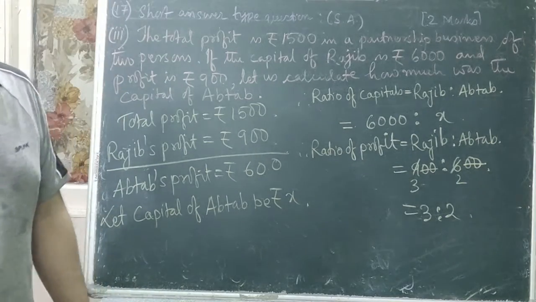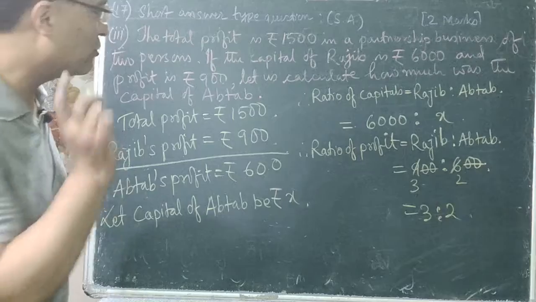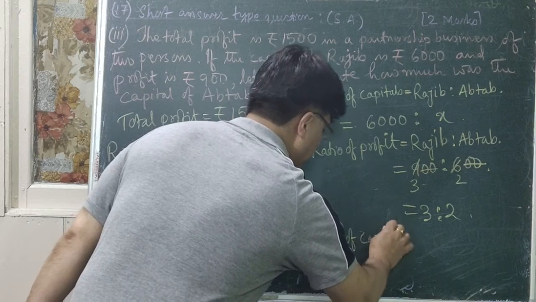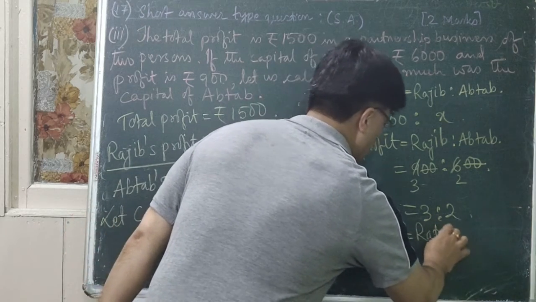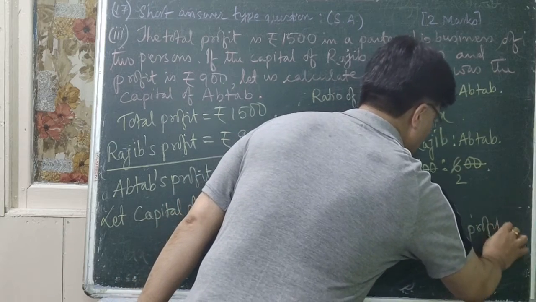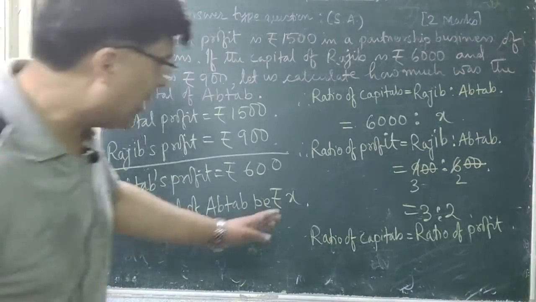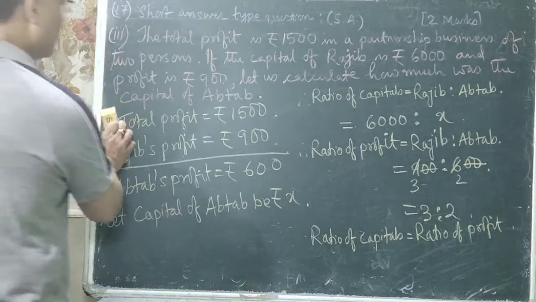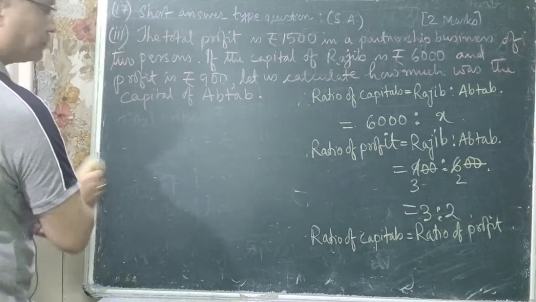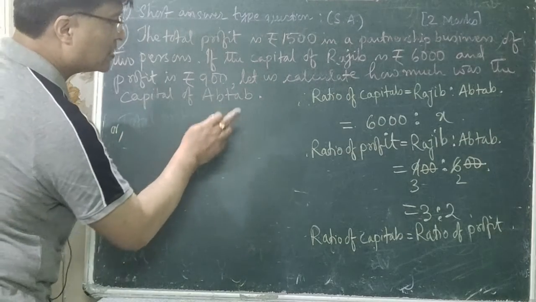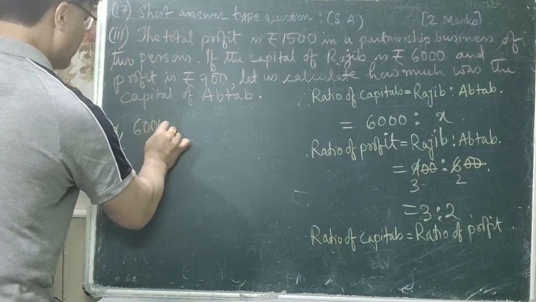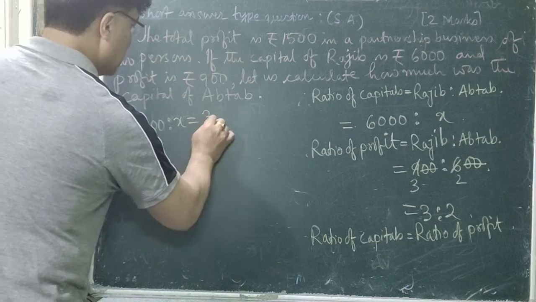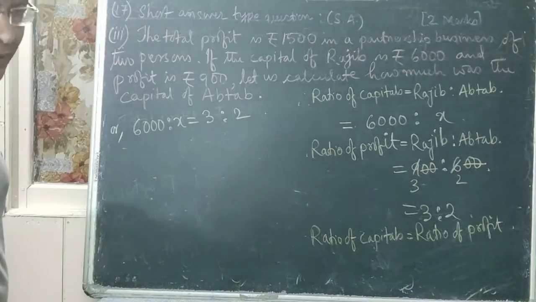So you know that I already told you that ratio of capitals is equal to ratio of profit. Is that clear? So as a formula तिमीले याद गर्नुपर्छ. This is very, very important, right? So ratio of capitals is equal to ratio of profit. Now, what is the ratio of capitals in this case? 6,000 is to X, which is equal to what is the ratio of profit? It is 3:2.